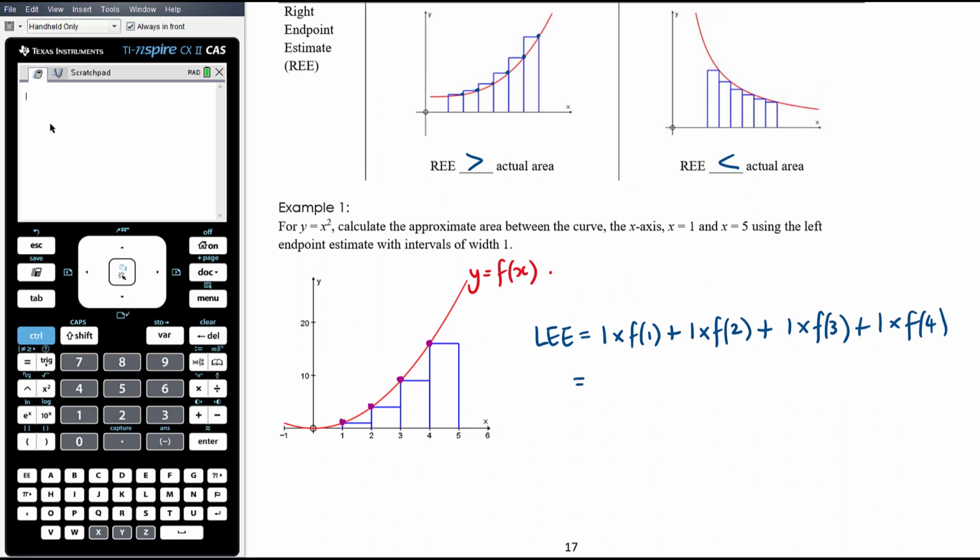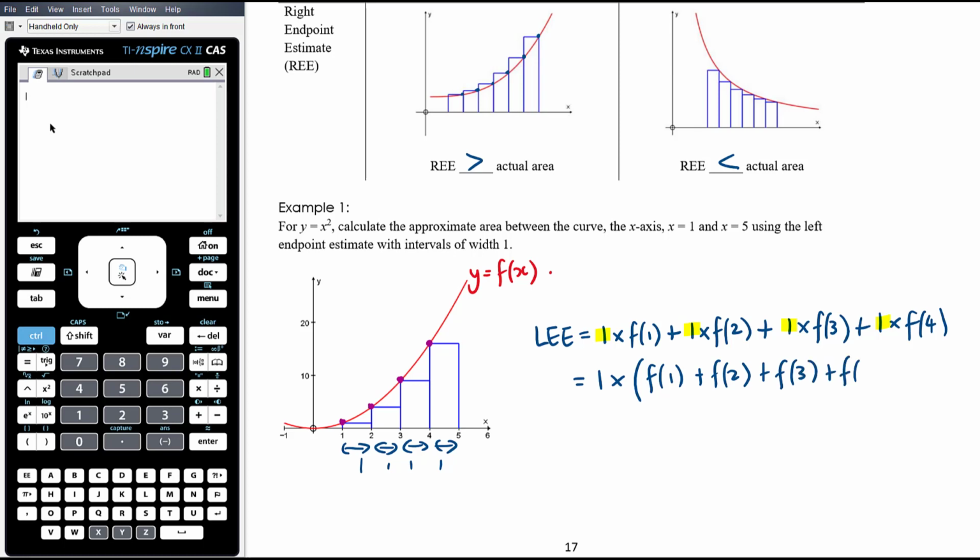Now the other thing to notice is you will always be dealing with problems where the width of the rectangles will be the same. So in this case they're all 1. So that's in our expression here, these 4 ones here. Now I know it's 1, so it's a bit trivial in this instance, but let's imagine a more general situation where it could be 2 or half or whatever it might be. So what we can think about here is we can actually just take out the width. So the left endpoint estimate is going to be the width of each rectangle multiplied by the sum of all the heights of the rectangles.